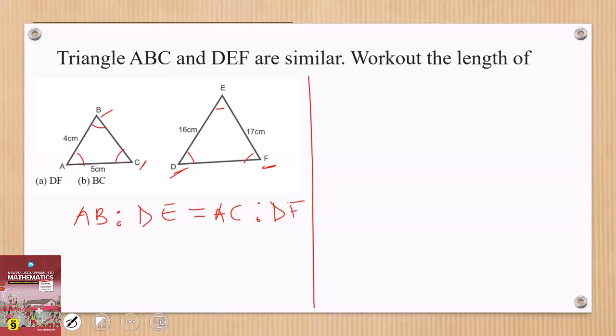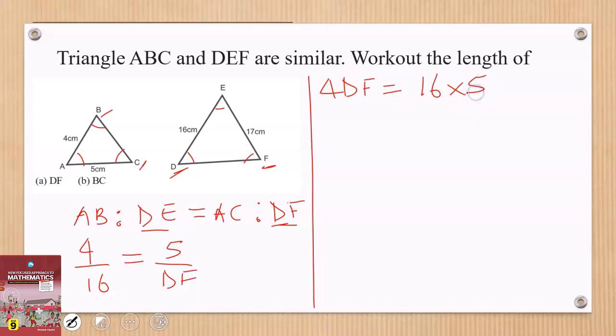Now our side AB has been given as 4, and ratio means division, so I can say divided by the side DE, which is given as 16. This should be equal to the side AC, which is given as 5, over the side DF, which we don't know and we are calculating for it. So based on this idea, we can now make DF the subject by using cross multiplication. So with cross multiplication, we can say 4DF is equal to 16 times 5.